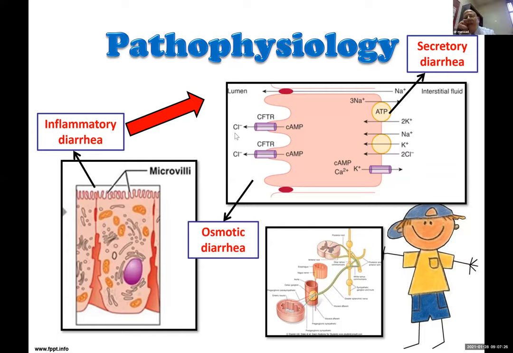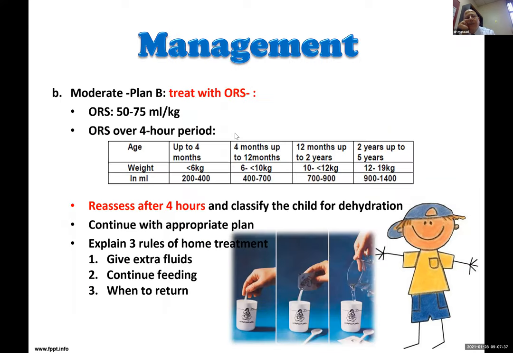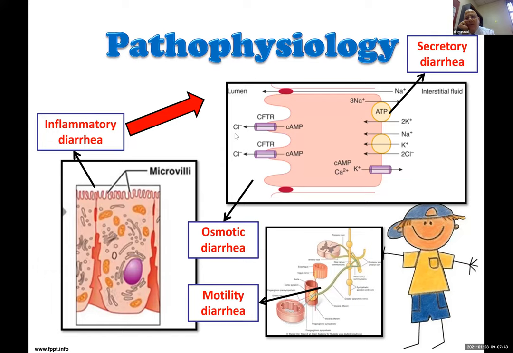So now we can differentiate between the secretory and the osmotic diarrhea. Okay, is it clear now? The difference between inflammatory, osmotic, secretory, and even the motility abnormality of the gut.